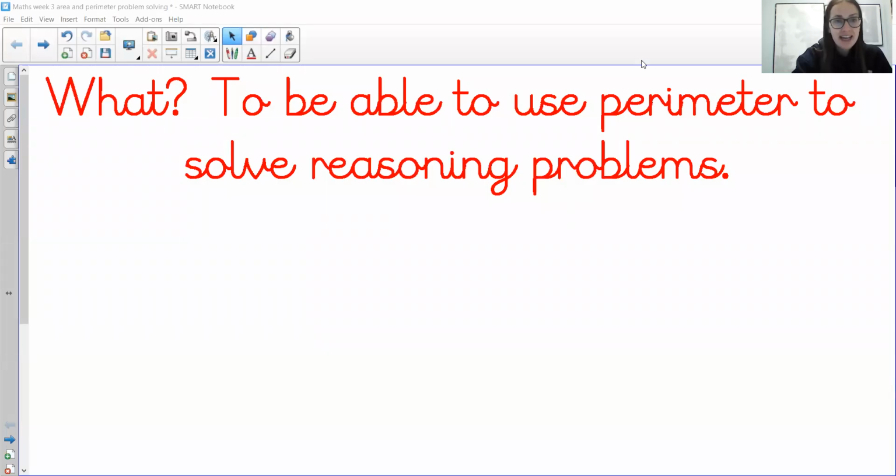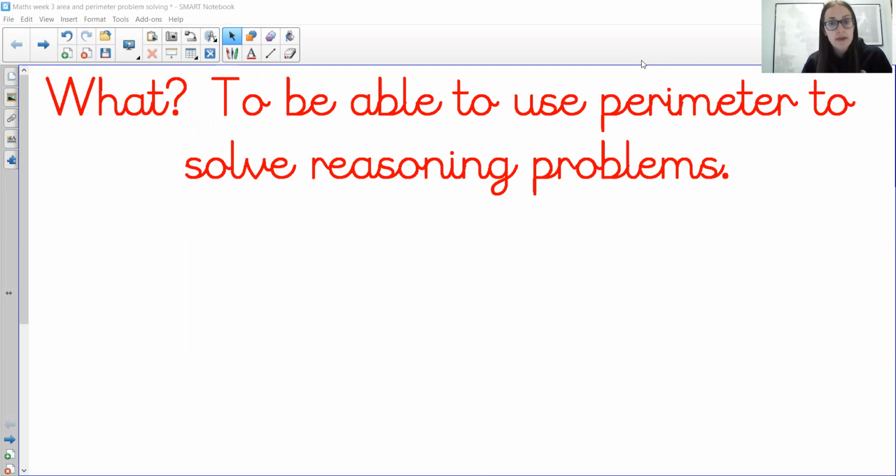Good morning, and here we are again for another week of maths. So yesterday you had a go at another arithmetic test. Today we are going to carry on with our topic of area and perimeter. This is going to be kind of the last lesson on this really before we move on to volume tomorrow.